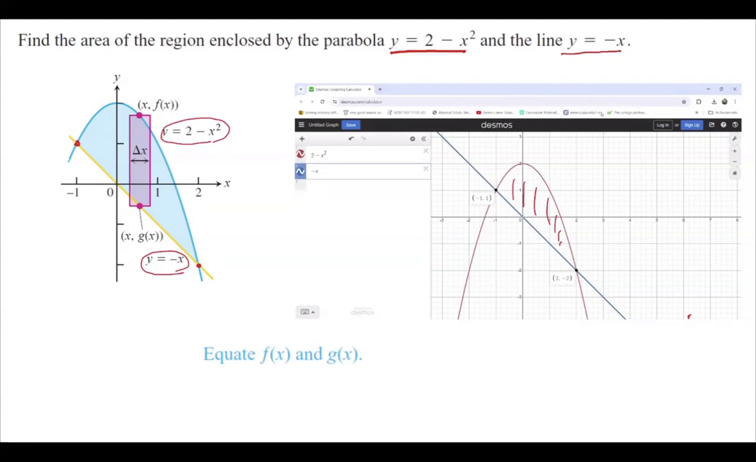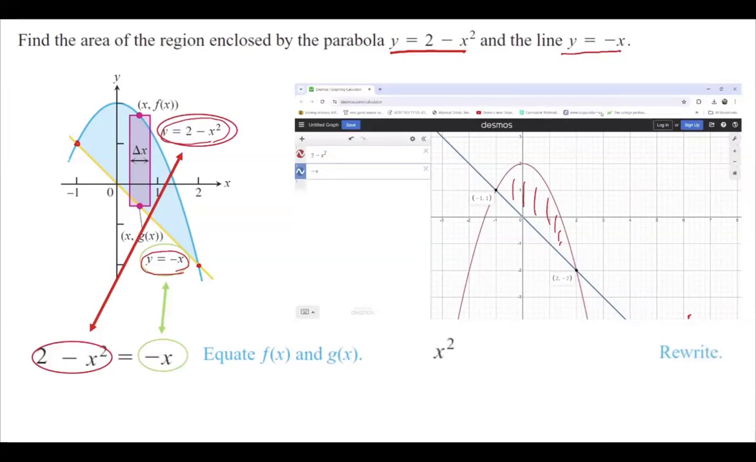To find these intersecting points, set these two functions equal to each other. Set f of x equal to g of x. So 2 minus x squared, which is the function up there, set it equal to negative x, which is your second function down here. Okay, bring everything to one side to form a quadratic equation. You get x squared minus x minus 2 equals 0.